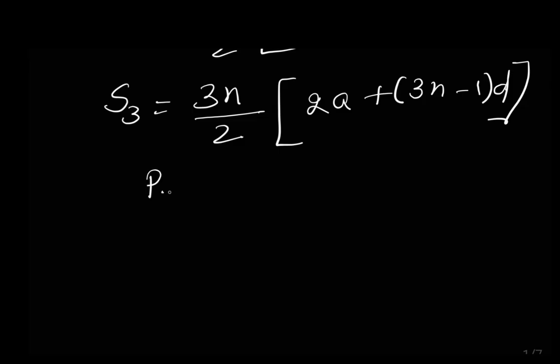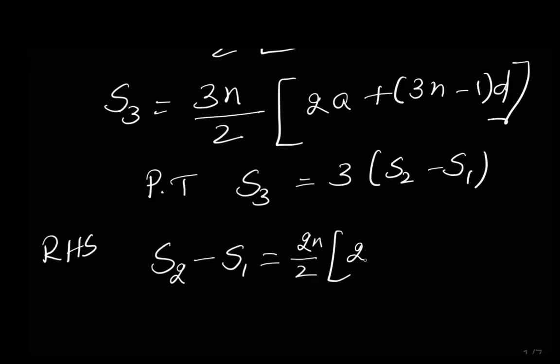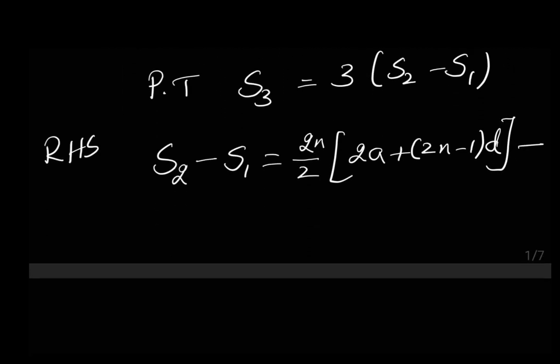Now we are going to prove this: S3 is equal to 3 into (S2 minus S1). First let me take the right hand side, the bracket term first: S2 minus S1. S2 is 2n by 2 into (2a plus (2n minus 1) into d), minus S1, which is n by 2 into (2a plus (n minus 1) into d).